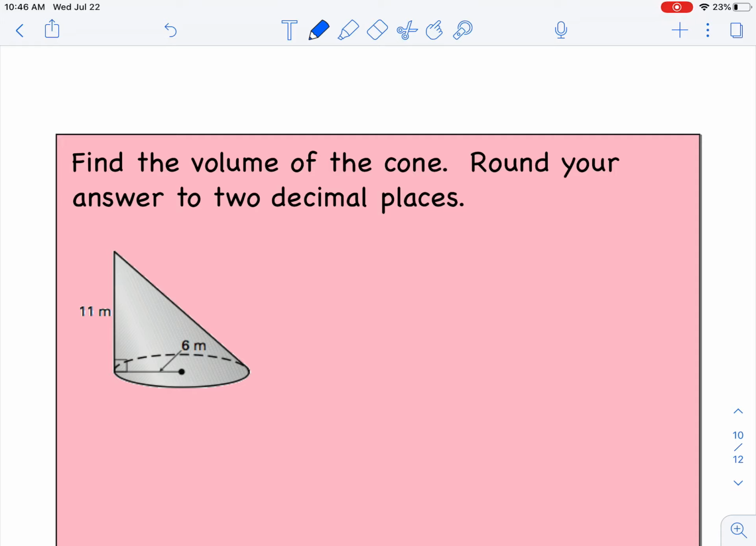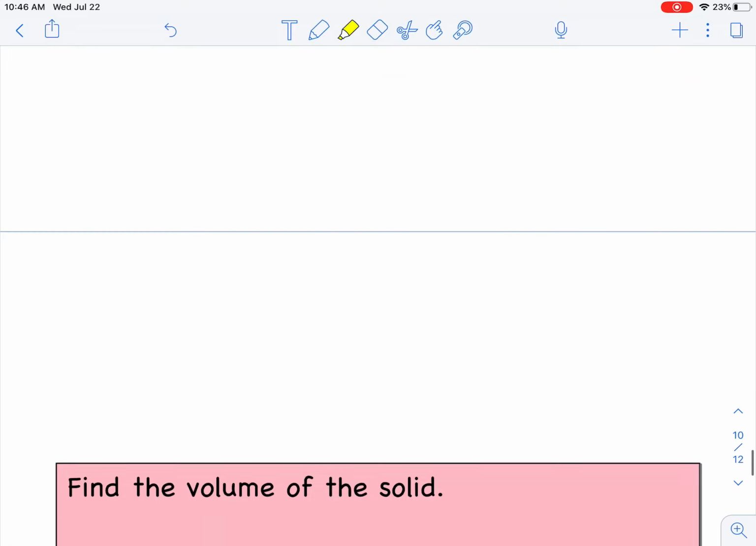So these aren't that much different, okay? I'm going to have you try this one on your own. There's really nothing different about it. It's just you have to make sure you understand that this is, in fact, the height, even though it's slanted. It is perpendicular to the base, and that's how we know it's the height.